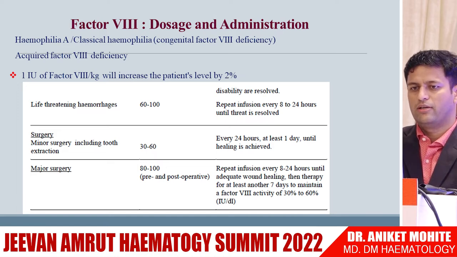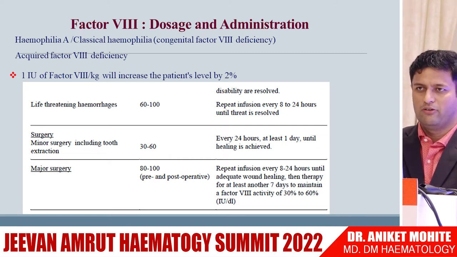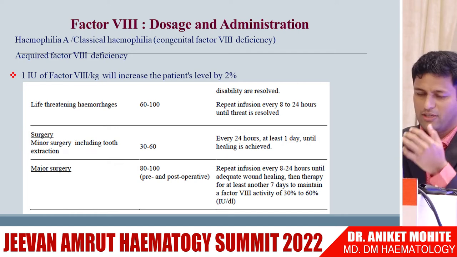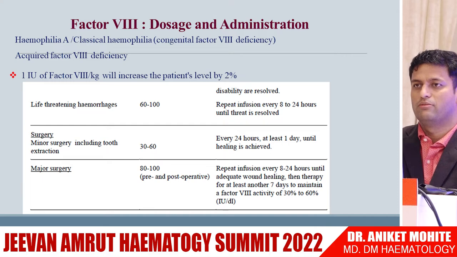So 1 unit of factor 8 increases the factor level by 2%. 1 unit of factor 9 increases it by 1%. So you calculate as per the site of bleeding and the severity of bleeding. For minor surgery, 30% of factor is good enough. A patient with hemophilia can undergo any surgery if we provide them proper factor coverage. Dr. Manoj sir and all our KM team have performed a lot of orthopedic knee replacements and IC bleed surgeries, and even in patients who have inhibitors, there have been safe outcomes without any bleeding issues if we provide them adequate factor coverage.